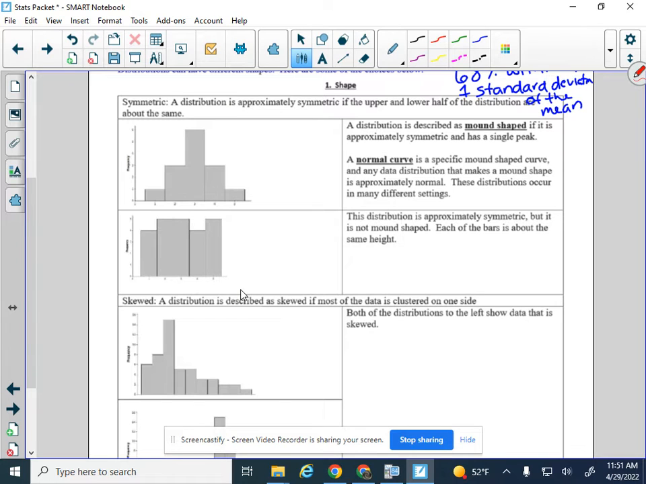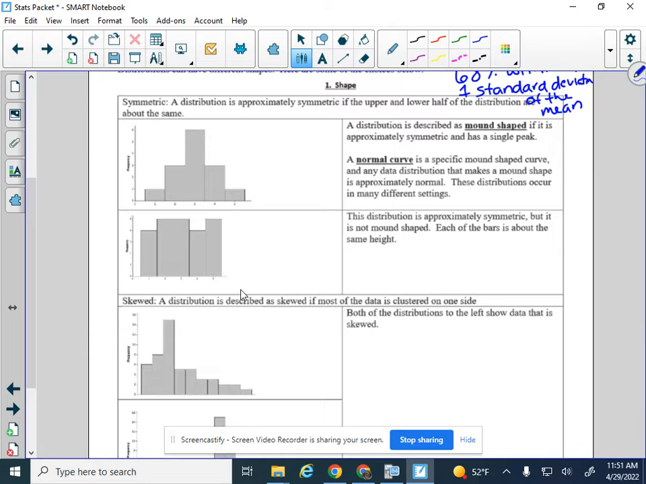So now we're going to talk about different shapes that graphs can have. These histograms. Our first is symmetric. A distribution is approximately symmetric if the upper and lower halves of the distribution are about the same. So under symmetric, we can have that mound-shaped graph like this one.